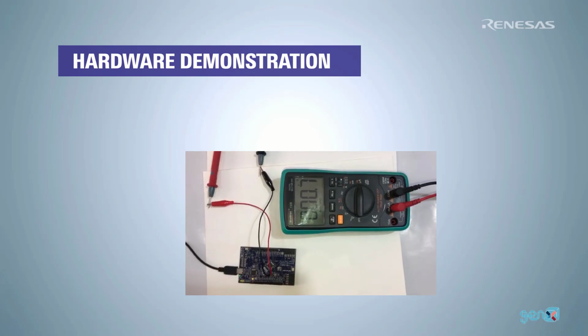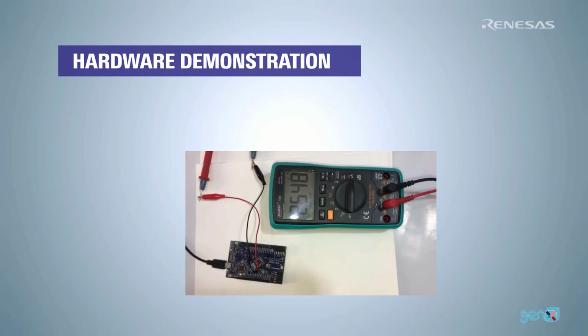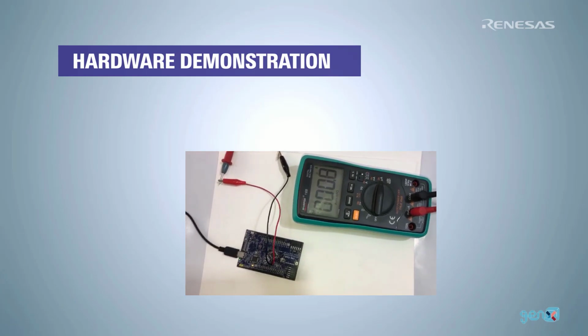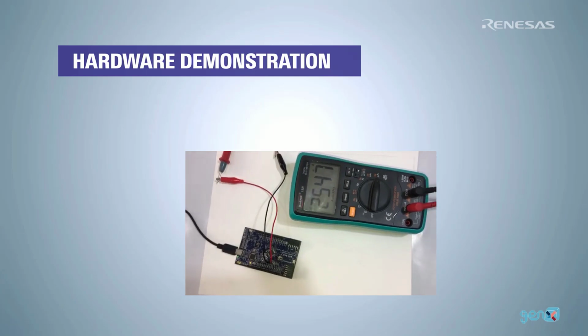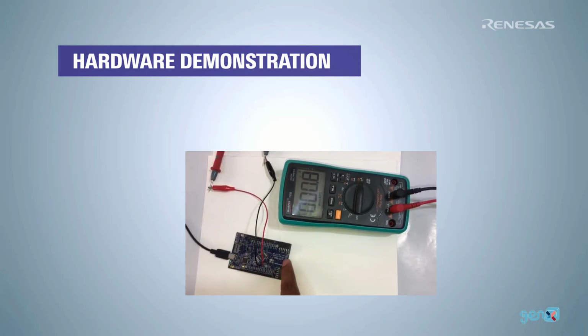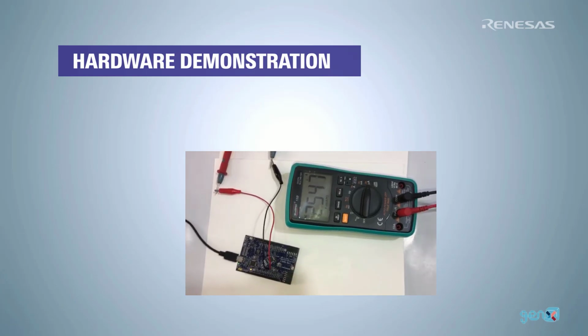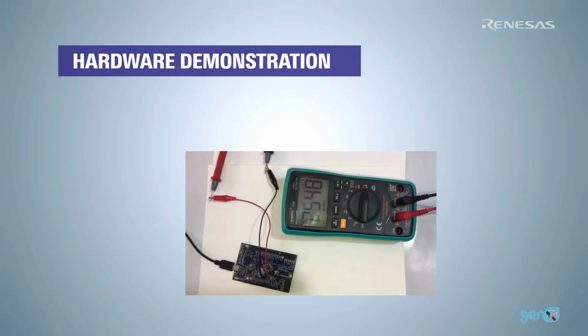In hardware demonstration video, you can observe that when board power up, it will enter in low power mode and consume 0.7 microamperes. When user switch is pressed for 3 seconds, board will consume 2.5 milliampere current in normal mode. Then it will enter in software standby mode again and consume 0.7 microampere current.